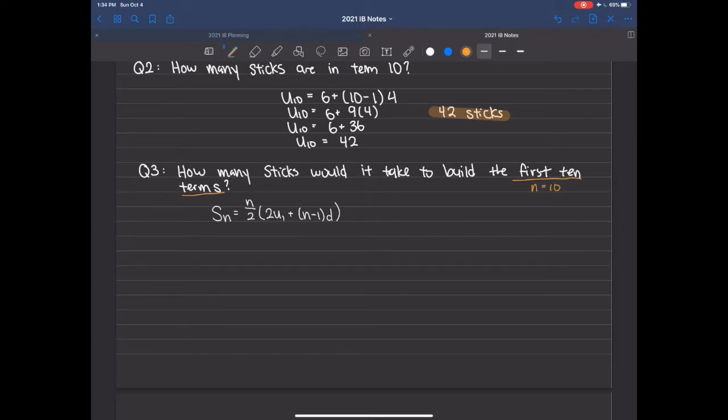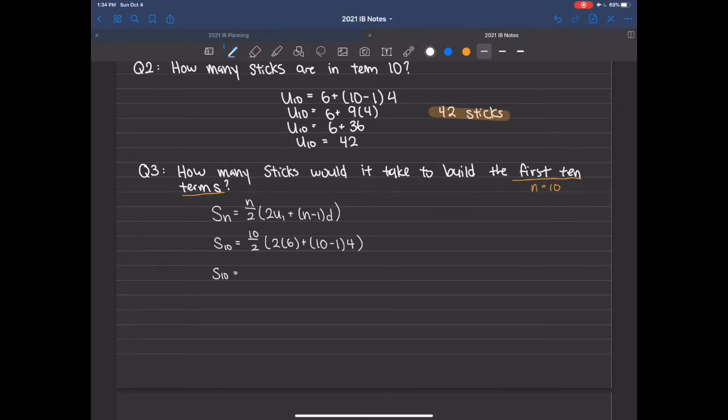So what that tells us is n, first 10 terms, tells us that n is going to be equal to 10. So if we plug those numbers into this formula, we find that S sub 10, meaning the sum of the first 10 terms, is going to be equal to 10 divided by 2 times 2 times 6 plus, and here's our variable n again, so we're plugging in 10 minus 1. Our common difference was 4. And at this point, you can take that whole right side and plug it straight into a calculator.